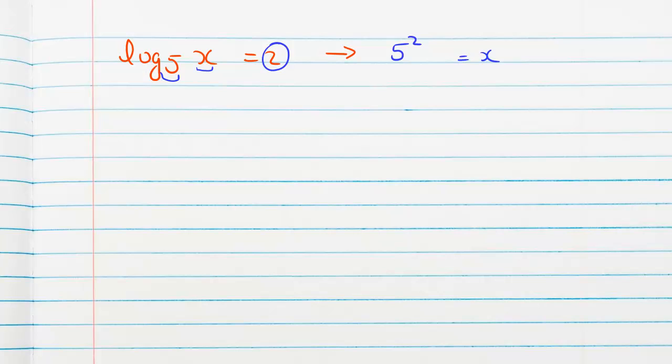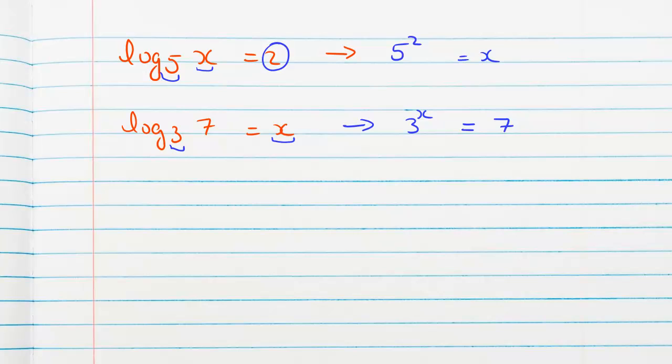Okay. Let's take a different one. Let's say we have log base 3 of 7 is equal to x. For this one, the base is 3. Okay, power is x right here, and the answer we get is 7. So 3 to the x power is 7.